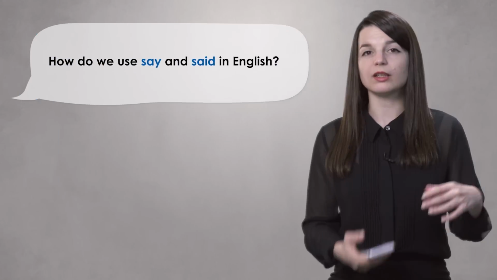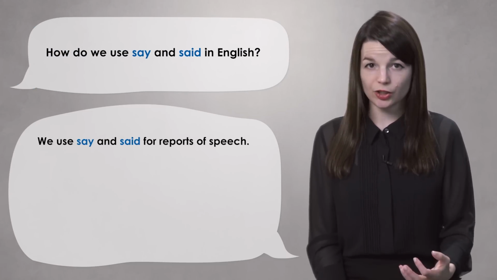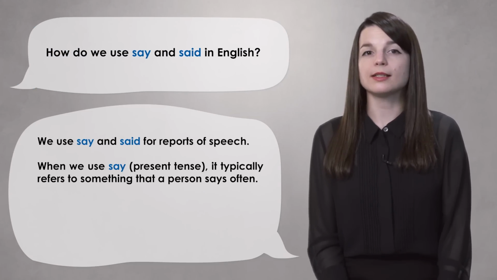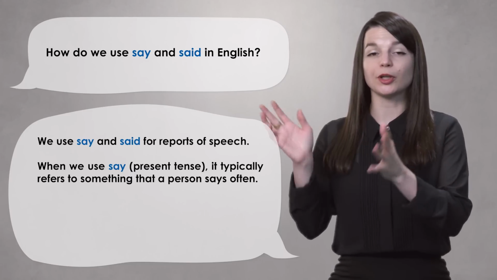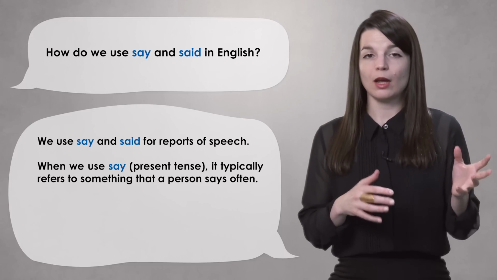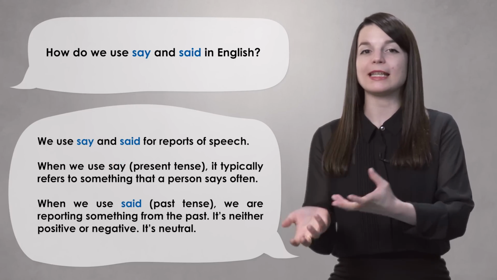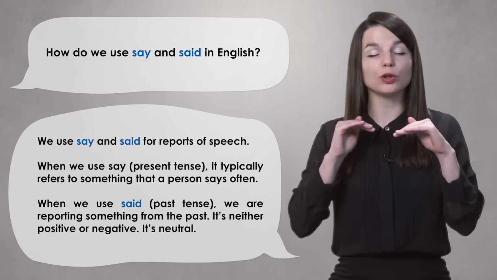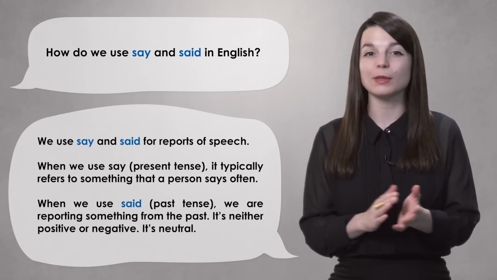Inderjeet says, how do we use say and said in English? Okay, we use say and said for reports of speech in English. When we use say, we're often using it to talk about something that a person often says. When we use said, we're using it to report something that was in the past. So just a simple neutral report of speech in the past. Let's look at some examples.